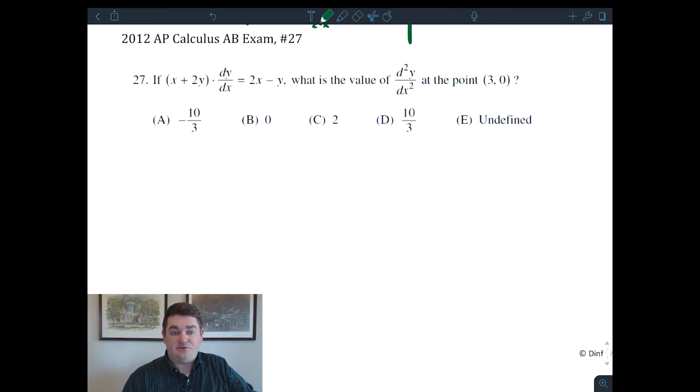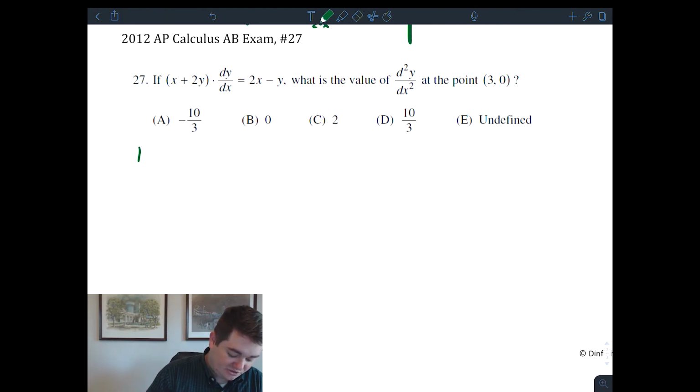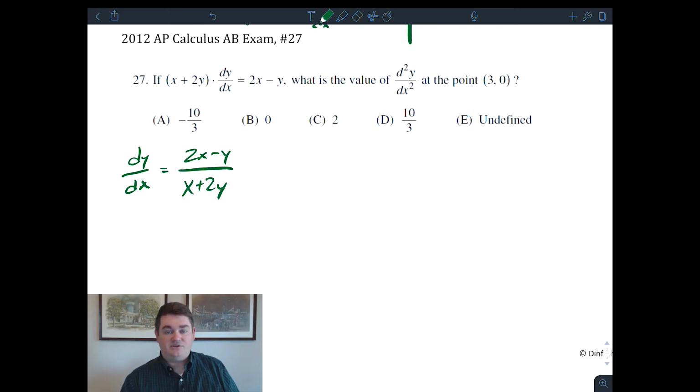And 2012 AB number 27: if x plus 2y times dy/dx equals 2x minus y, what's the value of the second derivative at the point 3 comma 0? So they're asking for the second derivative, but they already gave me the first derivative, right? It's not too much work to simply divide that term over. So dy/dx equals 2x minus y divided by x plus 2y. So I have dy/dx, now I just need to take a derivative of that to get my second derivative.